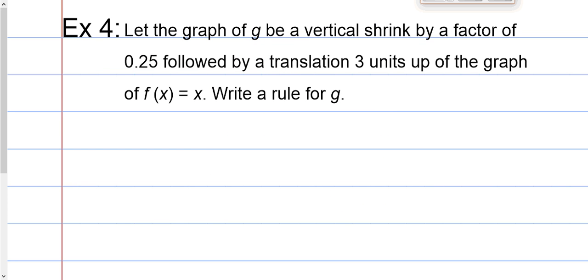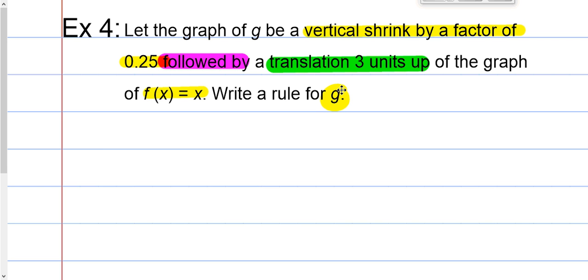All right, example 4. Let the graph of g be a vertical shrink by a factor of 0.25, followed by a translation 3 units up of the graph of f of x equals x. Write a rule for g.